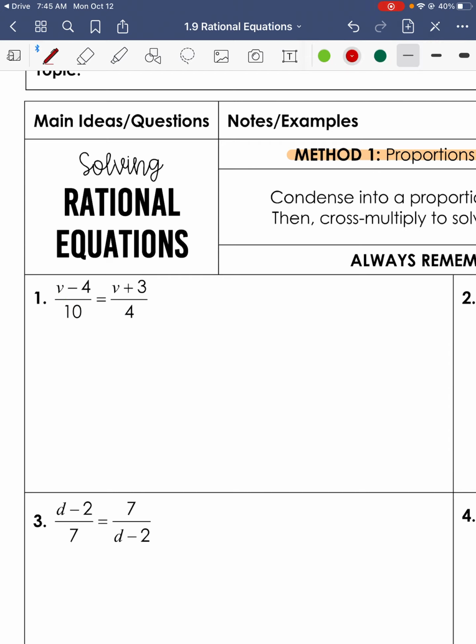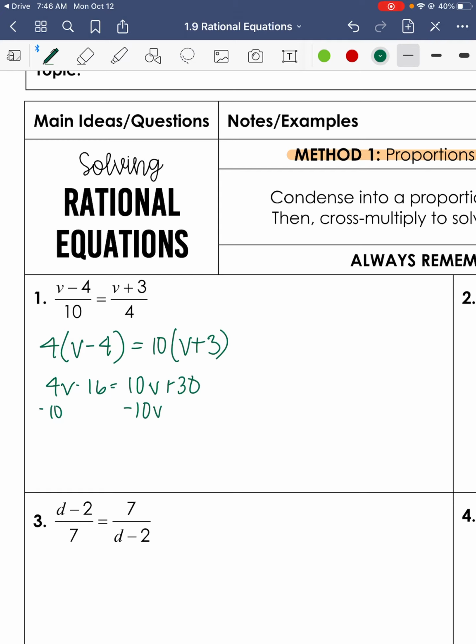So let's cross multiply. So we're going to write 4 times v minus 4 on the left, and that is equal to, I guess we can write 10 from the denominator on the side, 10 times v plus 3 here. Now we just have a linear equation, and we can solve this pretty quickly and easily. So we have 4v minus 16 is equal to 10v plus 30. Let's get the v's on the left side, even though that will take us to a negative. And then we'll add 16 to both sides.